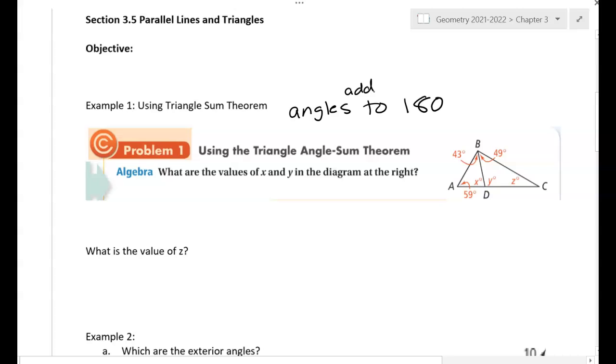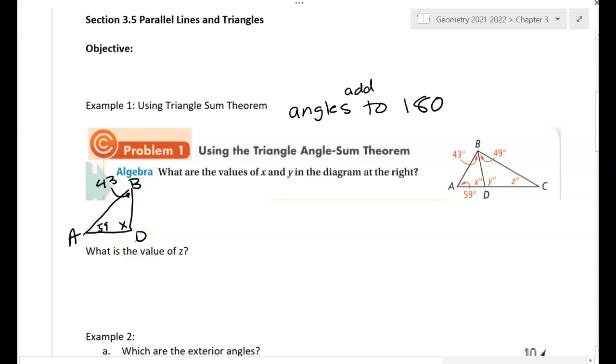So first we're going to look at this triangle in our diagram. We actually have three triangles in the picture. We have the one on the left, the one on the right, and then the big outer triangle. And we're going to find the values of x and y. So I'm going to redraw the triangle that's on the left. And this is 59. This one is 43. Right here is x. This is A, B, and D.